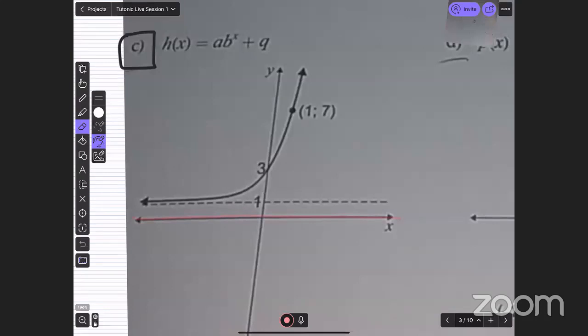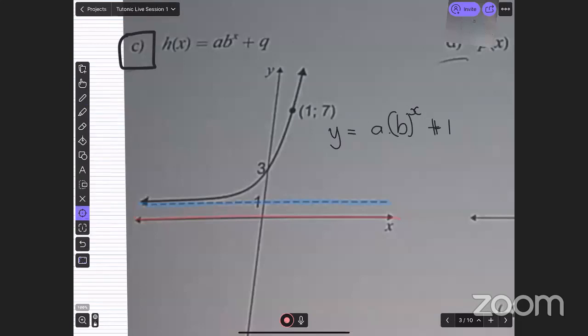So now, what is q? If this graph is normally at the y-axis, the asymptote, now the asymptote is where? At 1. So what's q? Q is going to be 1. Sydney, do you see that? Yes. Okay, so now we've got y equals a times b to the power of x plus 1. So now we need a and b.